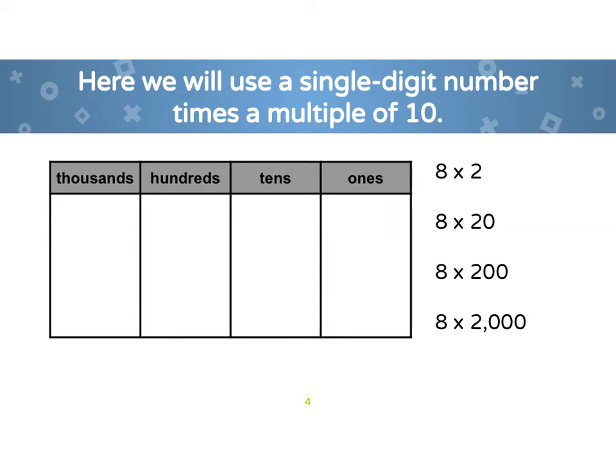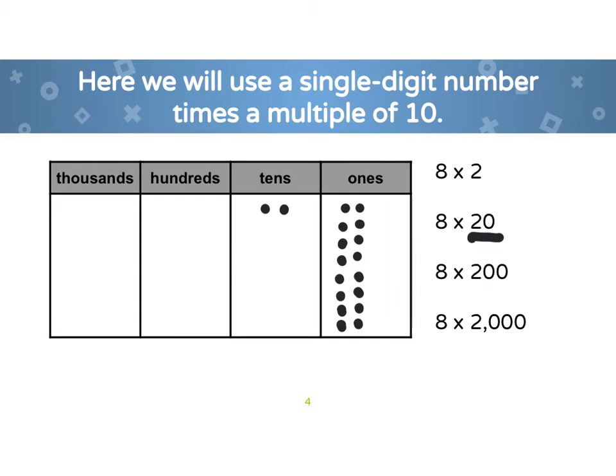So let's look at the first one. We have 2 ones, and then we have it 8 times. So we have it 1 time, 2, 3, 4, 5, 6, 7, 8. If I counted these, I would have 16, but 16 what? I would have 16 ones. I could regroup these and I'd have 1 ten and 6 ones, but I'm not going to regroup them because I want to show you the pattern.